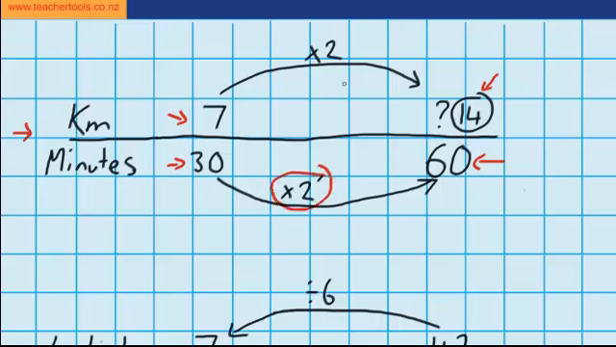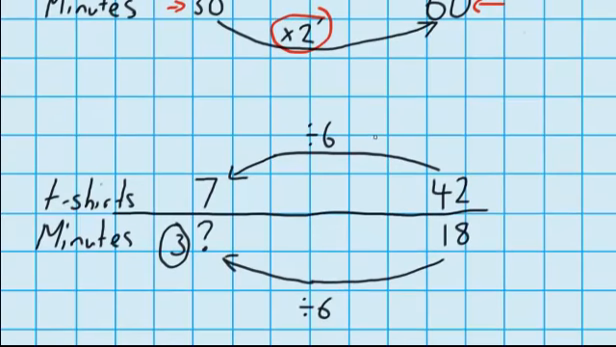So in this example, because this number was 2 times bigger, we knew that the top number had to be 2 times bigger. And in this example, because we knew the top number was 6 times smaller, and we did that by dividing by 6, we knew that the bottom number would be 6 times smaller.